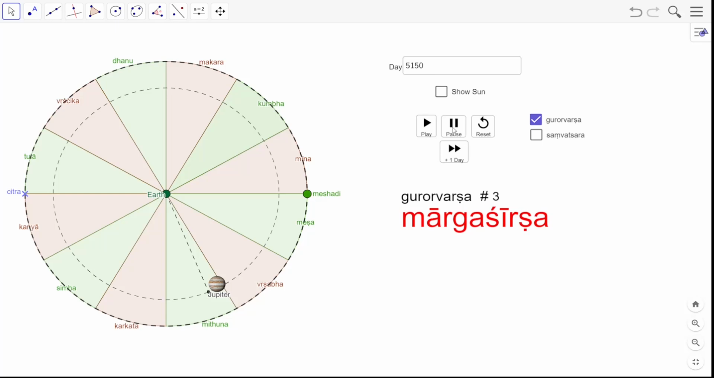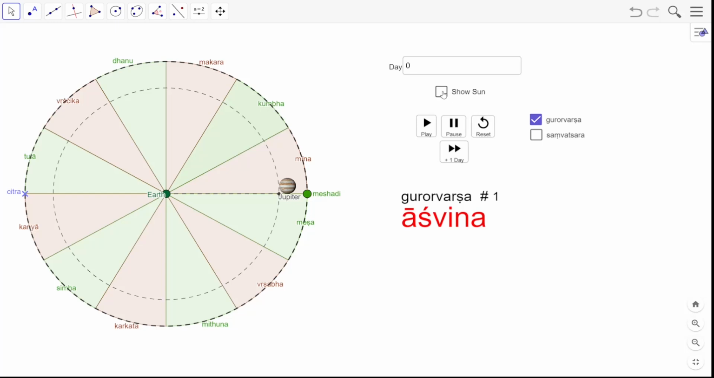So this is the idea of a cycle of Gurorvarsha. 12 years of Jupiter make up one cycle, and the names are reusing the names of Chandramasa in the context of Gurorvarsha. Good. Now let me revisit first something which I said earlier. Why is this called Varsha? I pointed out it's close to 365 days, the time taken by Jupiter to traverse one Rashi. Let's look at that in a little bit closer manner.